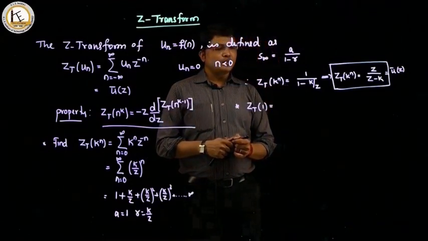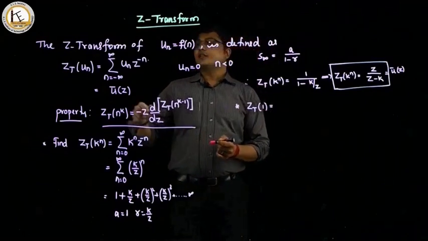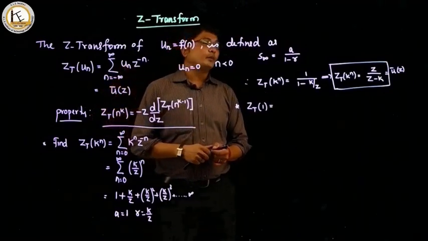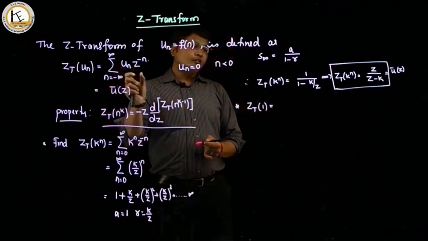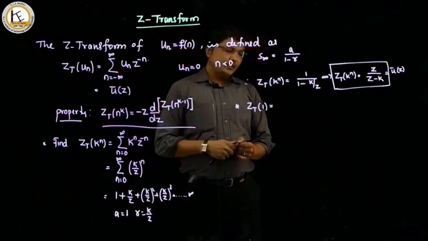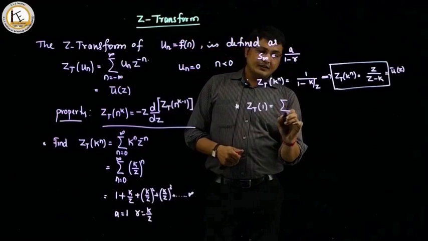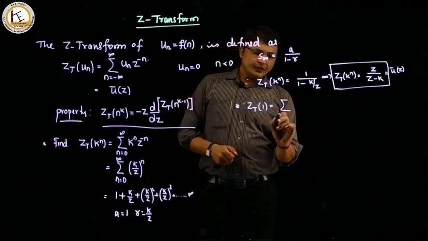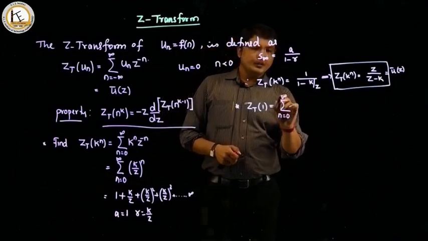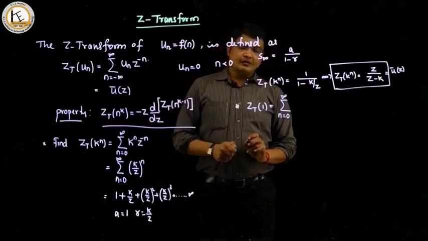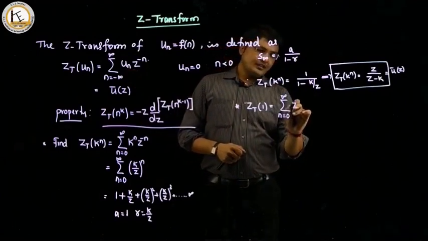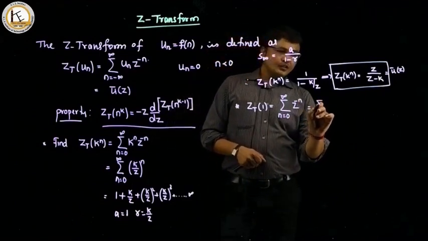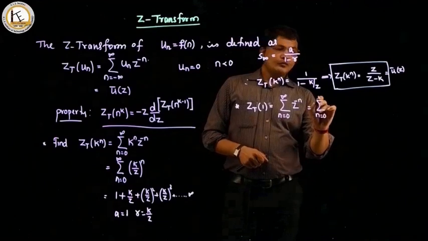Okay, so now I am going to find the z transform of 1 here. So what is the z transform of 1? Again I am going to use the definition. We know that the z transform of un is equal to the summation of un into z raised to minus n, and in place of un we have 1. Substituting that value, and since the function un will be 0 for all values of n less than 0, we will take the summation from 0 to infinity, with 1 in place of un and z raised to minus n as it is.